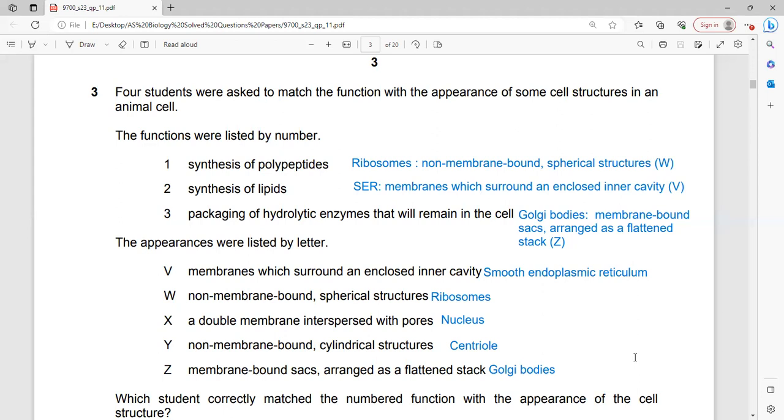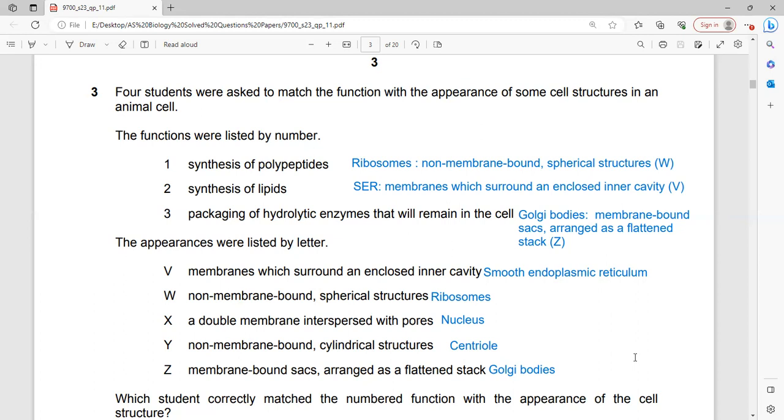Students were asked to match the function with the appearance of some cell structures in an animal cell. For example, the synthesis of polypeptide is the function of ribosomes, which are present on the surface of rough endoplasmic reticulum. We are going to see which structure matches with the appearance of organelles. A non-membrane-bounded spherical structure is a ribosome.